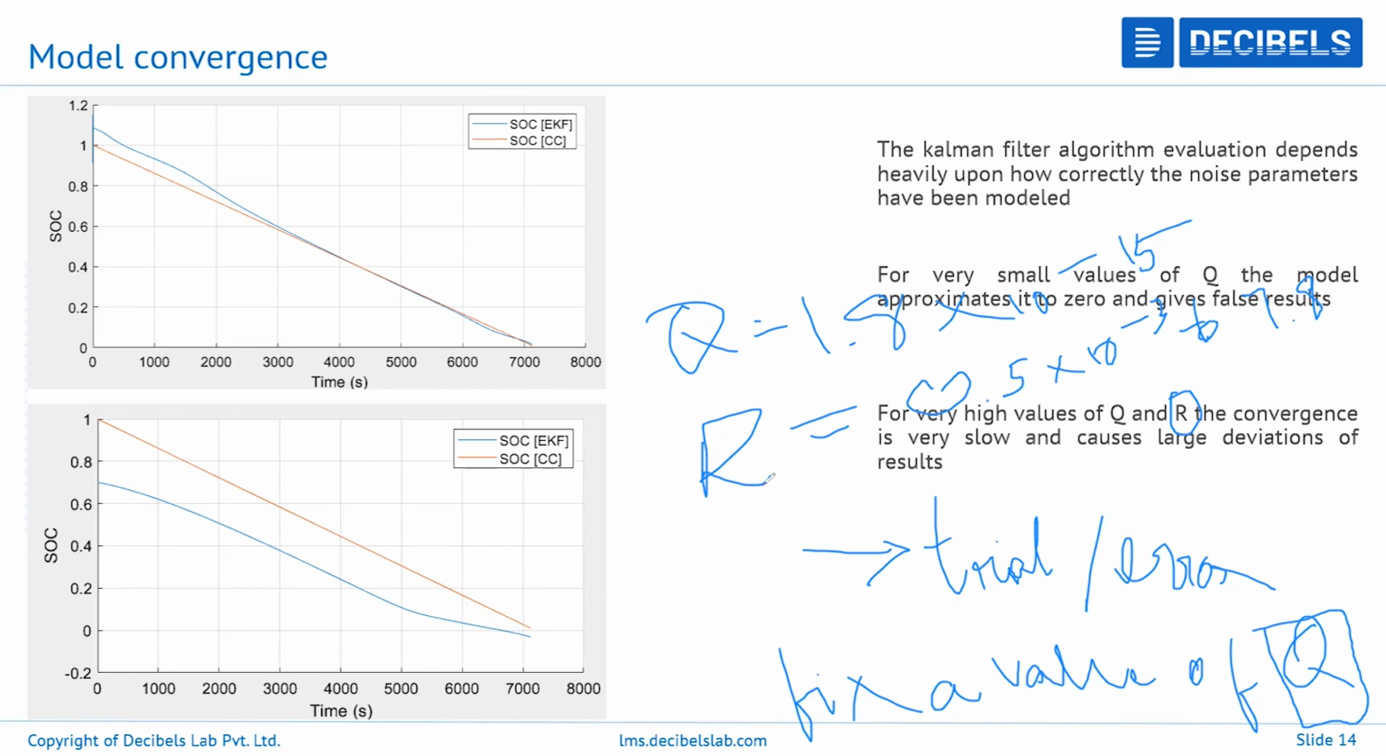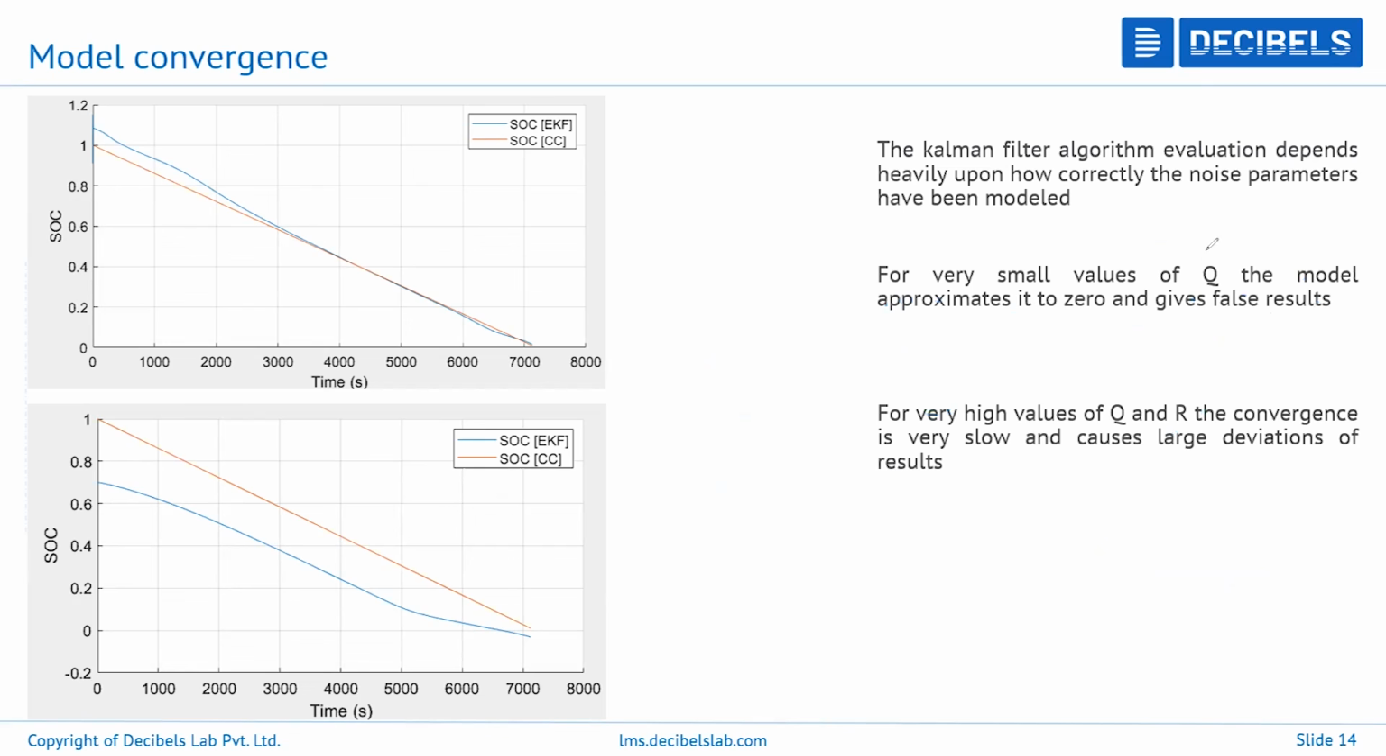Okay, so this is the importance of understanding model convergence. So how best is your Kalman filter, or any filter, matching the realistic values? Okay, and that is once again dependent upon how well you consider the values of Q and R. So that is the importance of considering process noise and measurement noise, right?